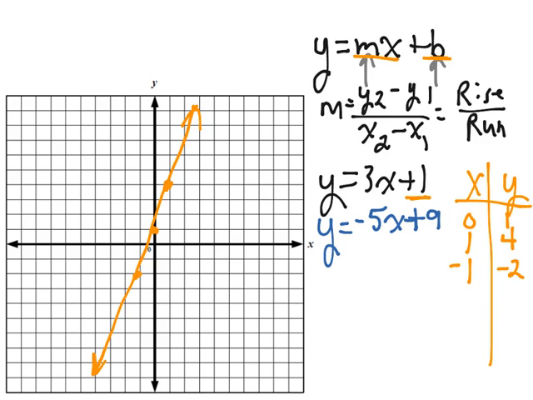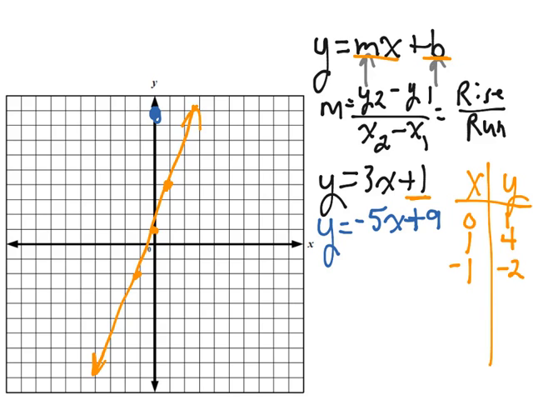But now what I have to look at is, again, if x is 0, my -5 doesn't mean anything to me. All I have to look at is my 9. So I'm going to go up 9 on my y-axis. 1, 2, 3, 4, 5, 6, 7, 8, 9. And I'm going to put a point.